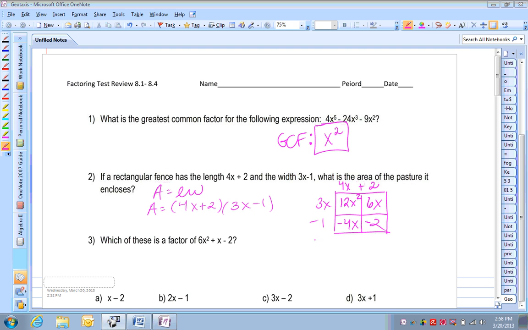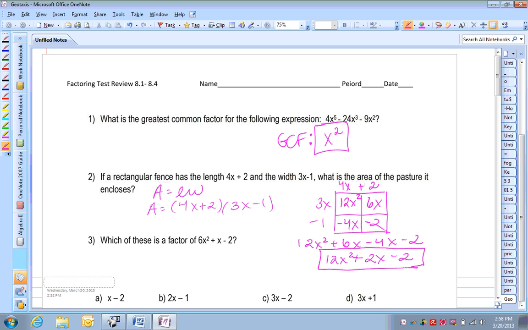So I'm going to go ahead and write down everything inside my box. So it's 12x squared plus 6x minus 4x minus 2. Then I get to combine like terms, and I get 12x squared plus 2x minus 2. And the 2x came because 6x minus 4x is 2x. So my answer is 12x squared plus 2x minus 2. And that's the area.